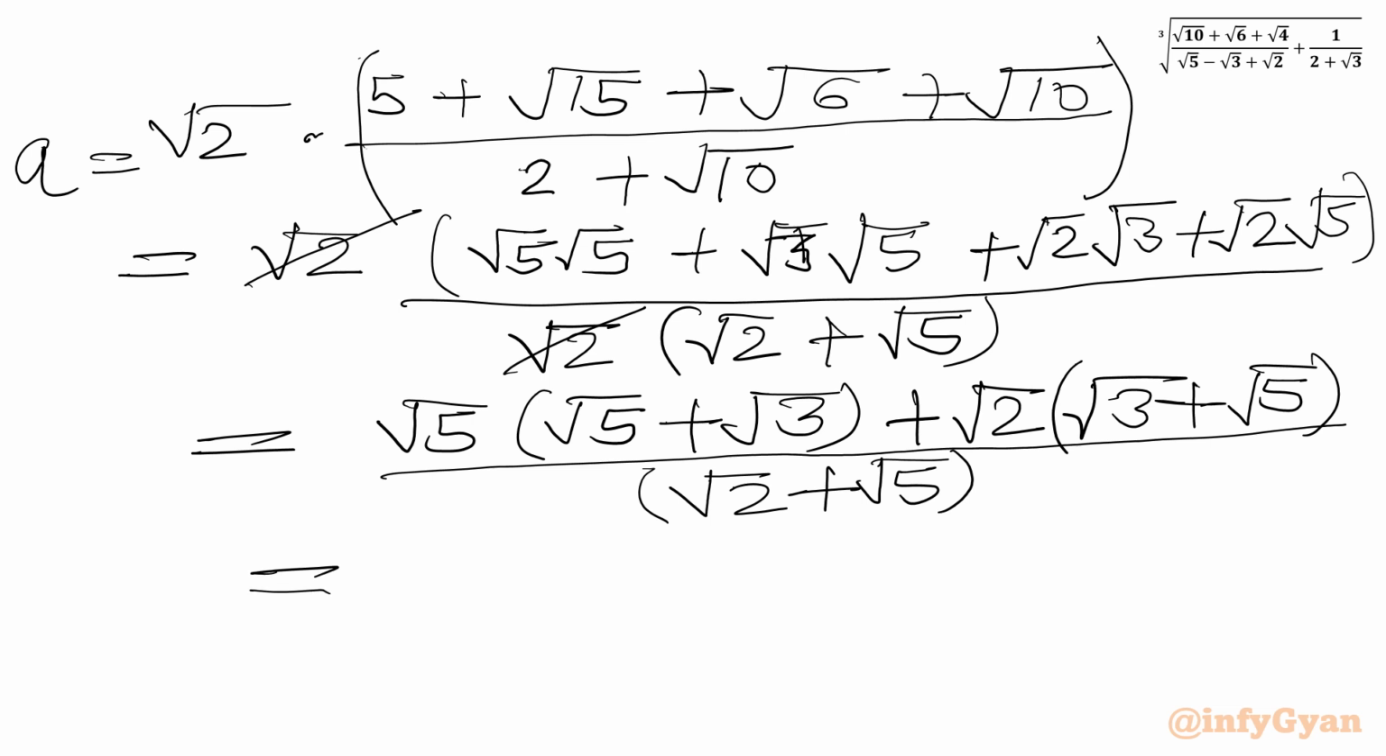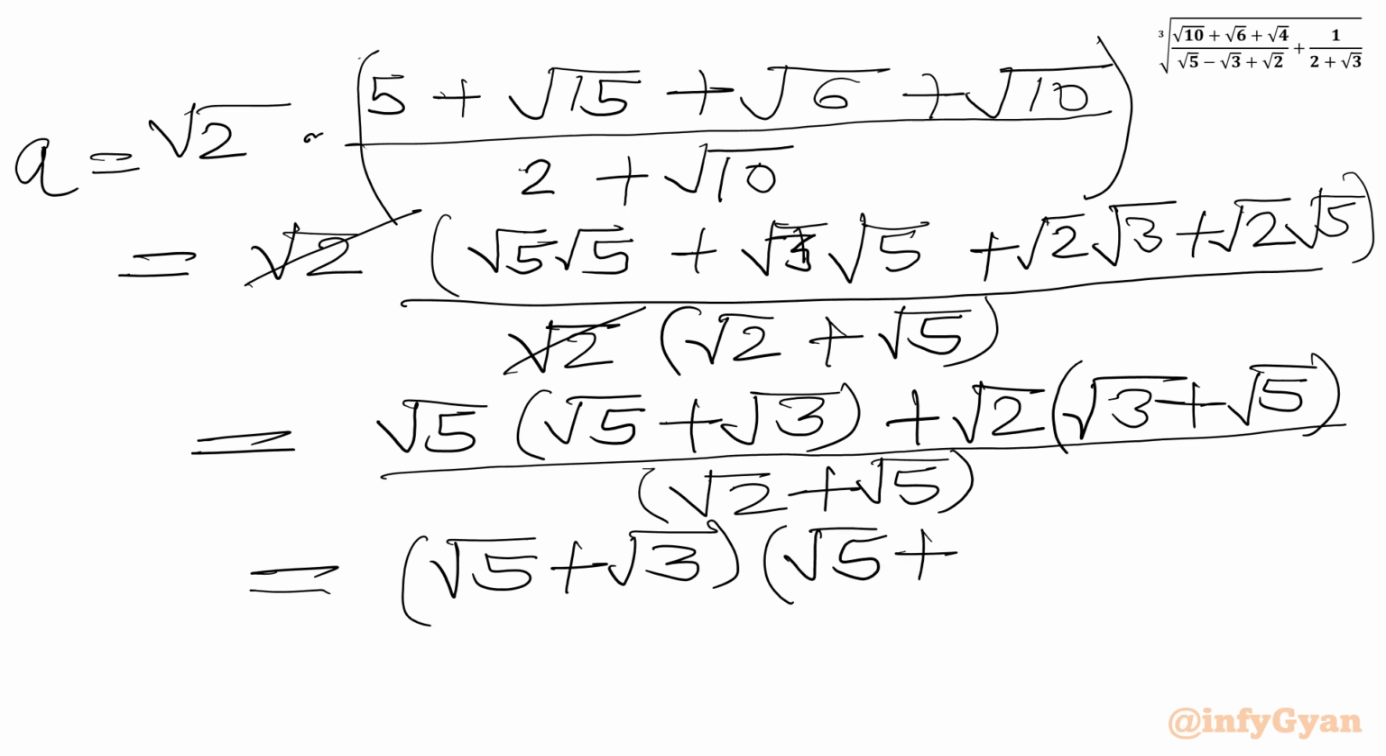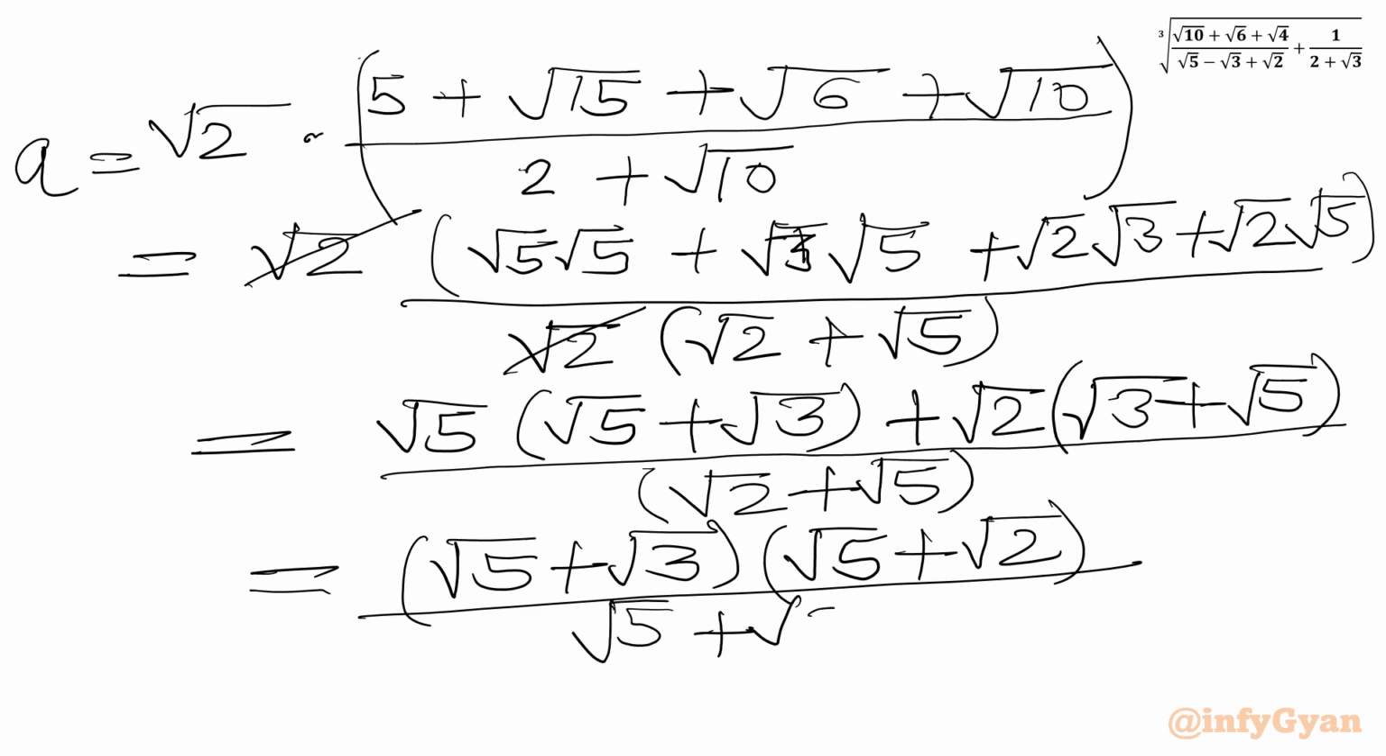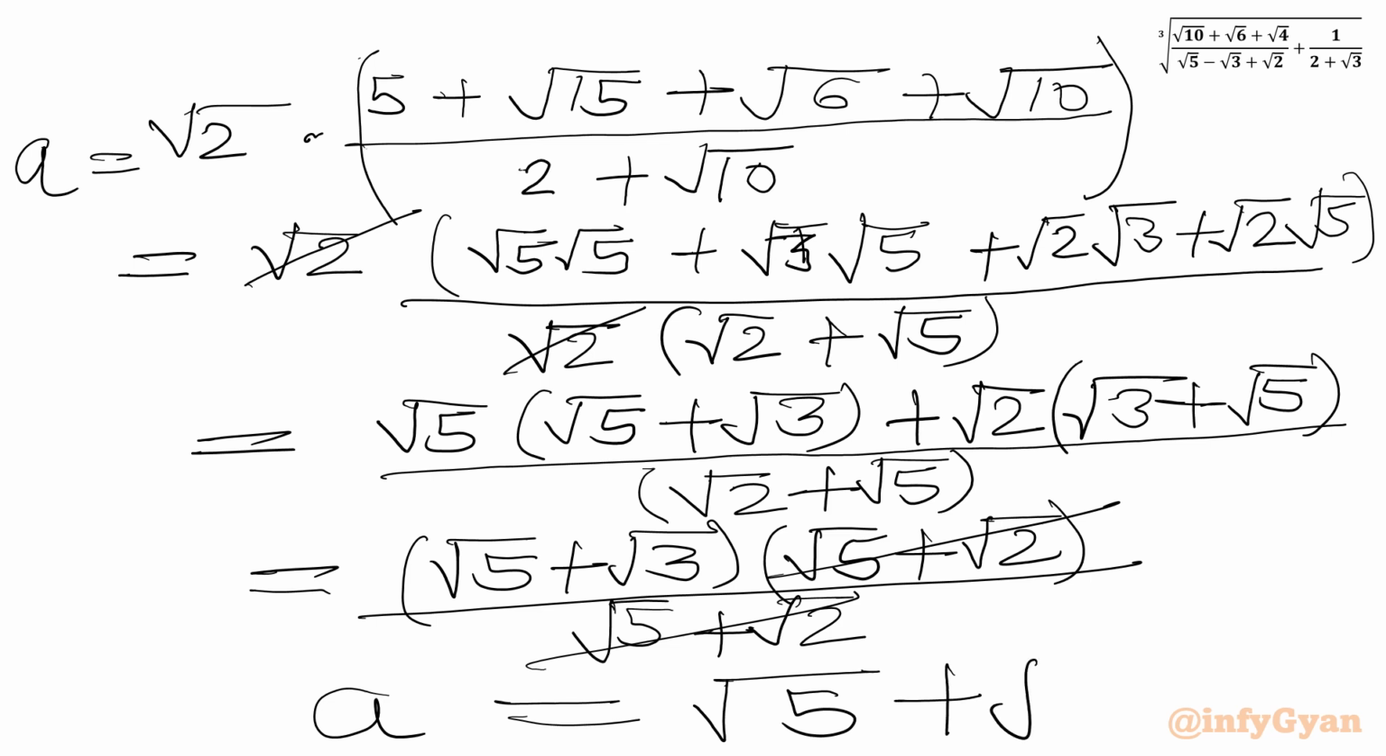So from the numerator we can get factors root 5 plus root 3 times root 5 plus root 2 over root 5 plus root 2. Now we can cancel root 5 plus root 2. So our expression A will become root 5 plus root 3.